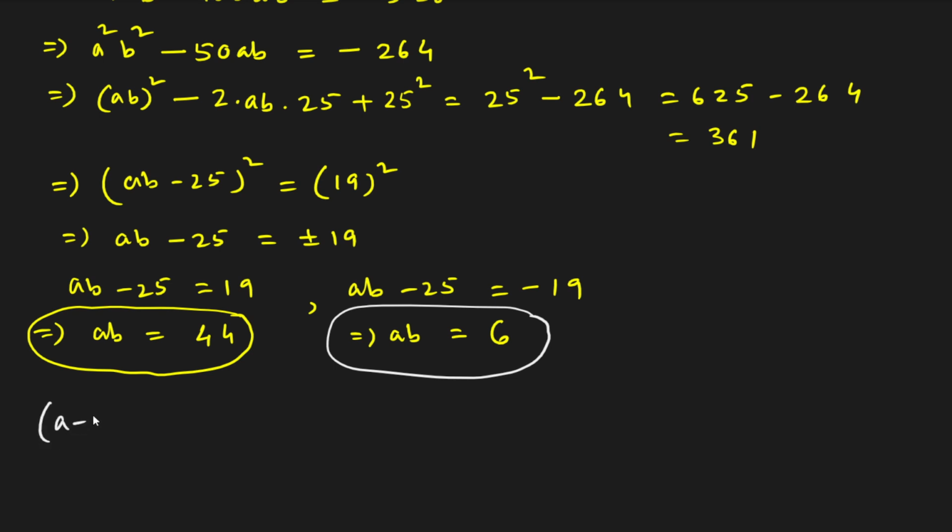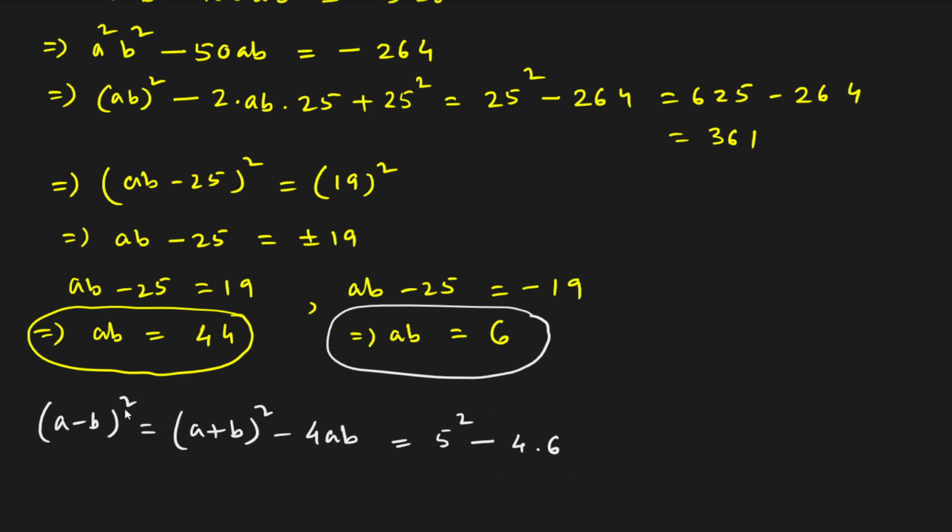Now what is the formula for a minus b whole square? We can write a plus b whole square minus 4ab. So our a plus b is 5 square, minus 4 into how much? ab. ab is what? 6. You can check that 44 is not satisfied in this equation also. So in a plus b you write 5 square and 4 into ab is 44. So it will be 5 square minus 4 into 44. So you will get a negative term.